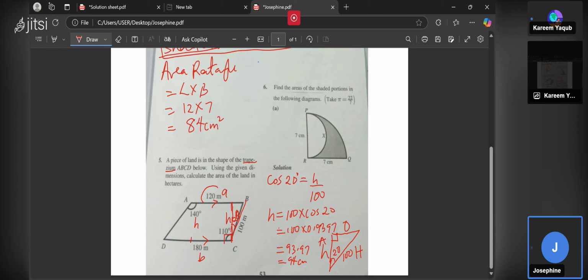So we've known the height now to be 94 centimeters. Having known the height, the next is now to find the area of the shape. So I don't need this one. We calculated 94. I'll print this.